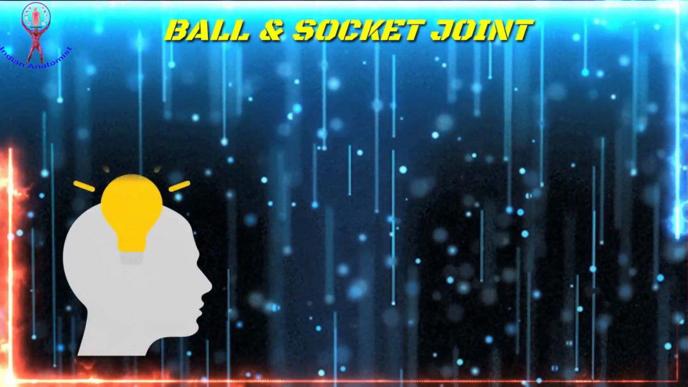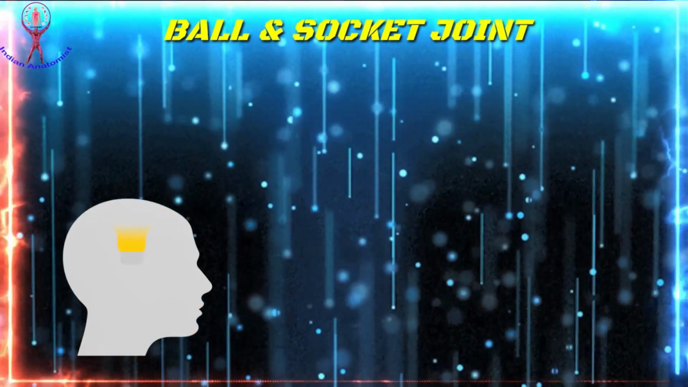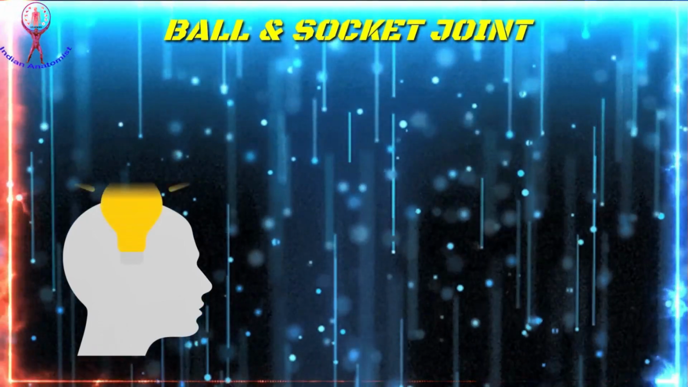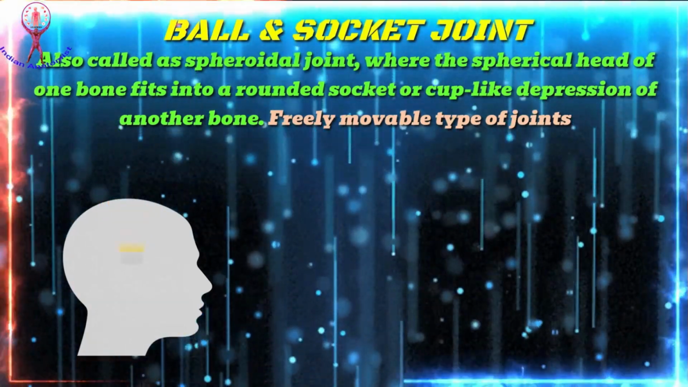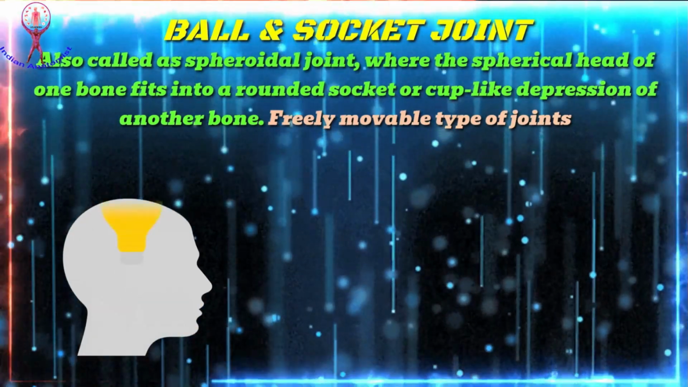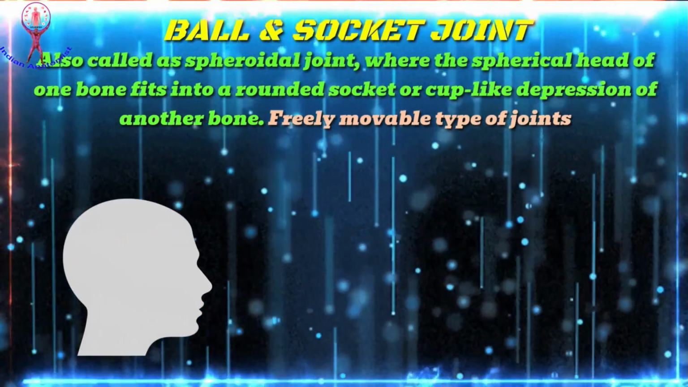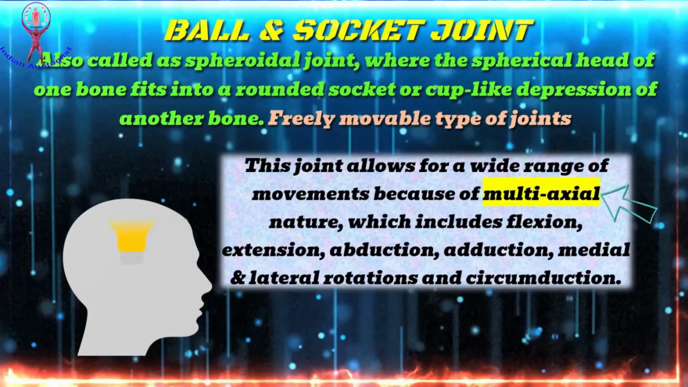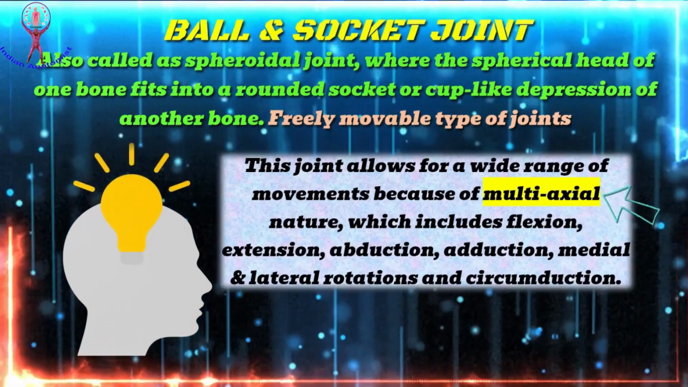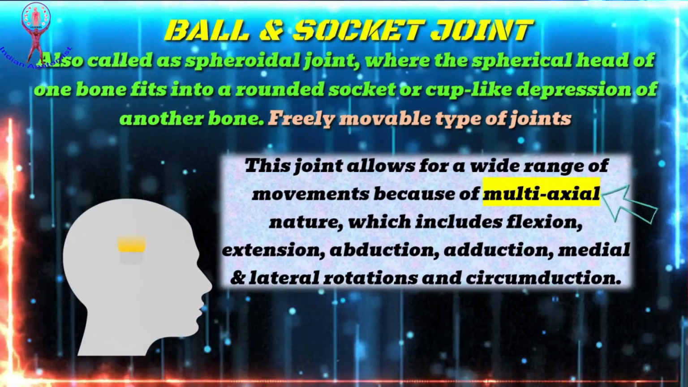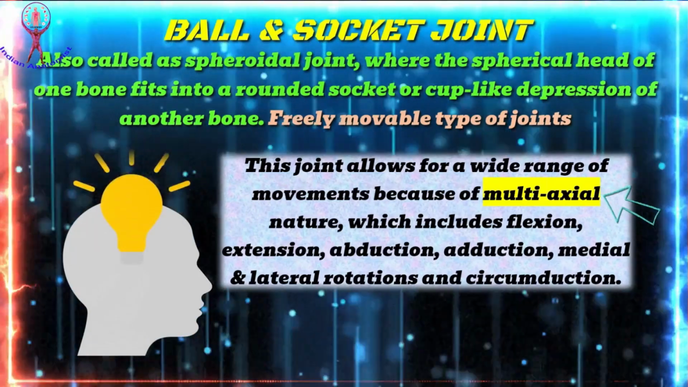Now, the last and advanced variety of synovial joint is the ball and socket joint. The ball and socket joint, also called the spheroidal joint, is where the spherical head of one bone fits into a rounded socket or cup-like depression of another bone. These are freely movable joints when compared to the remaining synovial joints. This joint allows a wide range of movements because of its multi-axial nature, which includes flexion, extension, abduction, adduction, medial and lateral rotations, and circumduction.